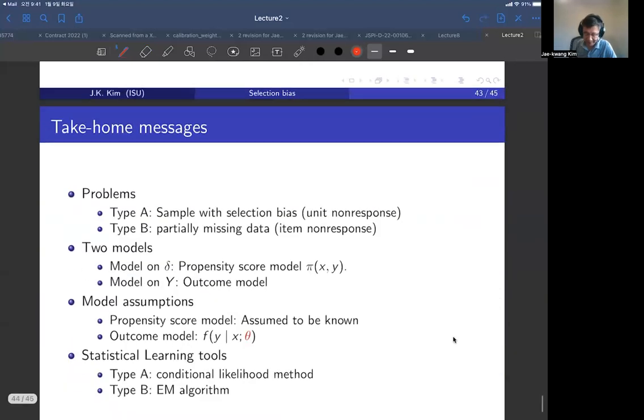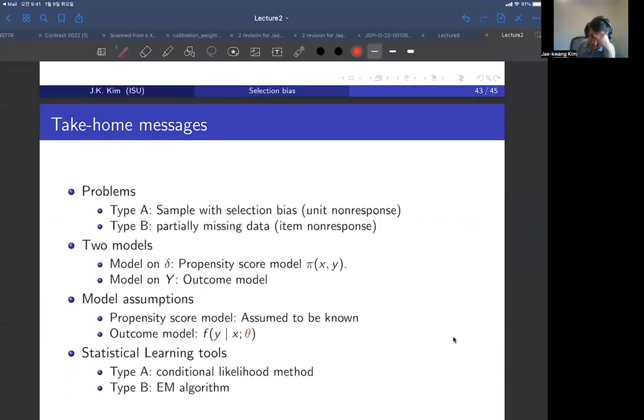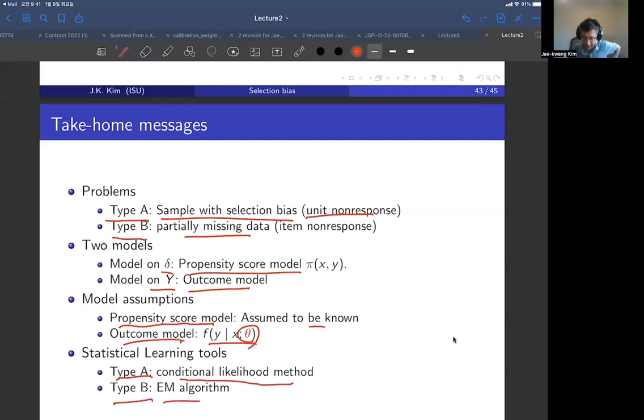So, conclusion, take home message. Type A, missing selection bias, is more like a unit-level response. Type B, we have partial missing data. Two models: the model on delta, which we can call the propensity score model, and the model on Y, which can be called the outcome model. We assume that the propensity score model is known. The outcome model is unknown with unknown parameter theta. For type A, we can use the conditional likelihood method. For type B, we can use the EM algorithm.